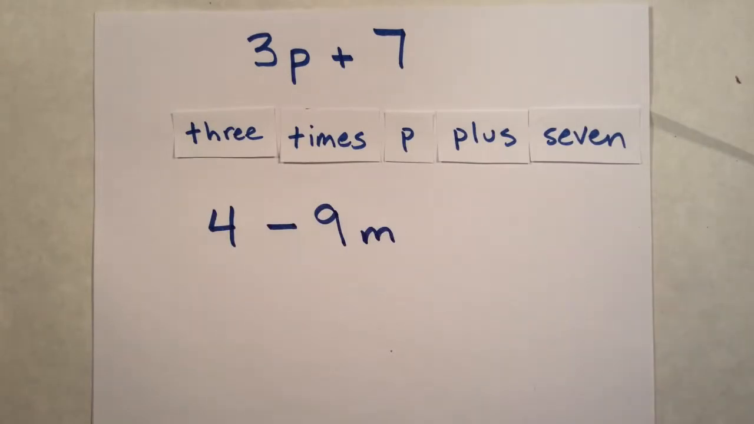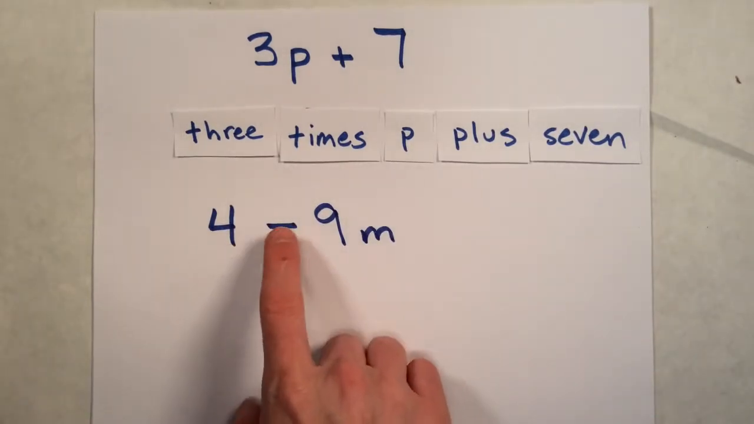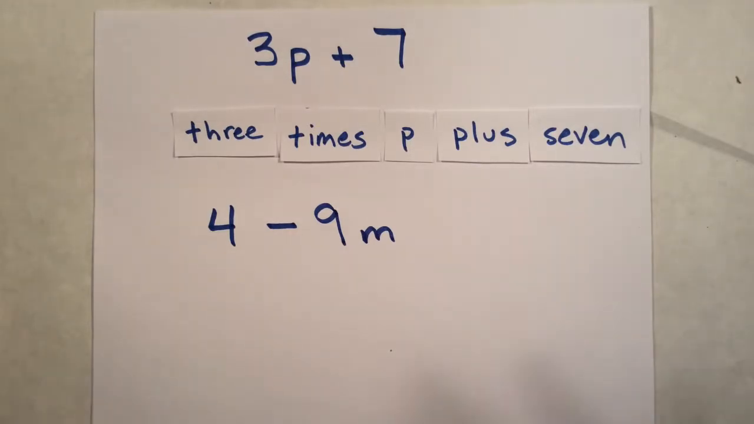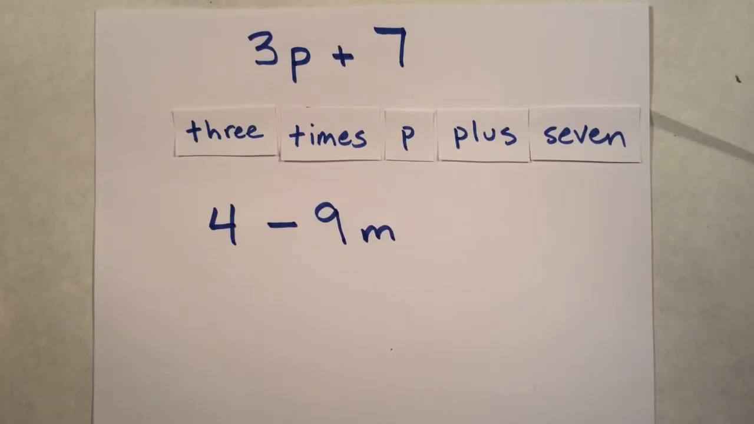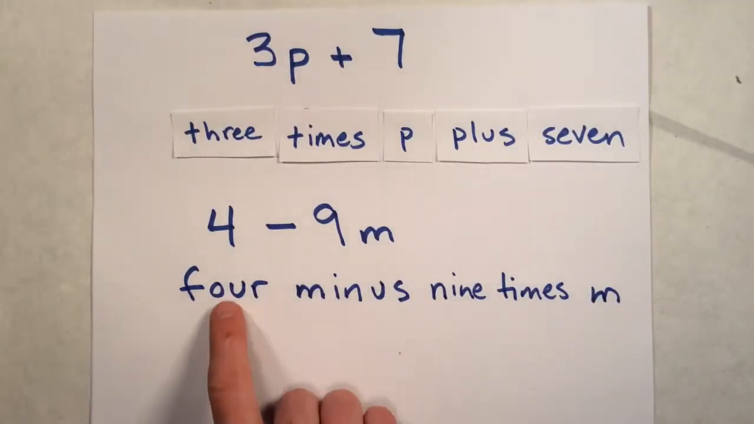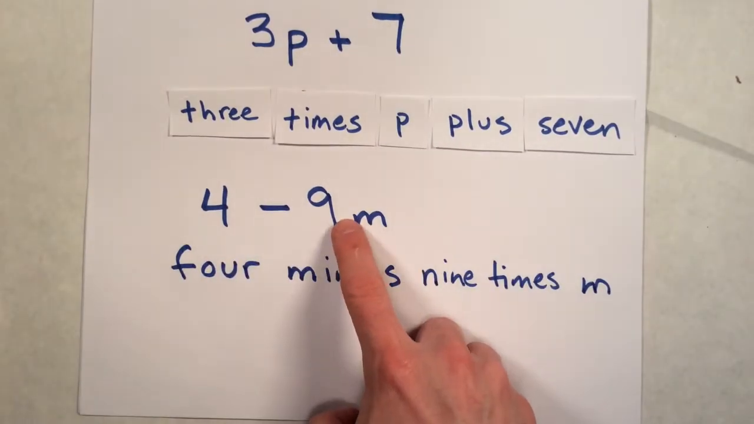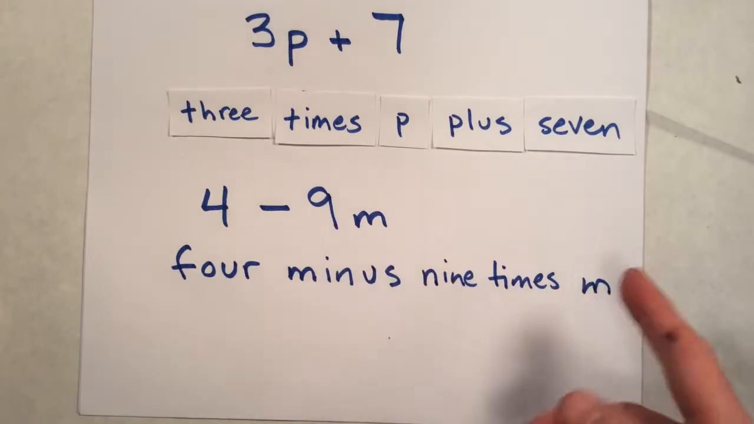Why don't you try one? Here's an expression. Try to convert that into words. Pause the video and write it down. Here it is. If you said 4 minus 9 times m, you got it.